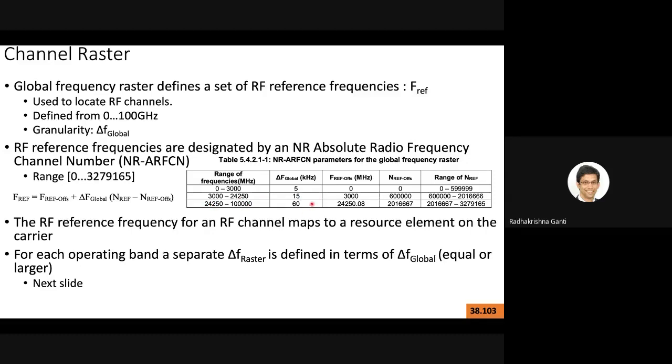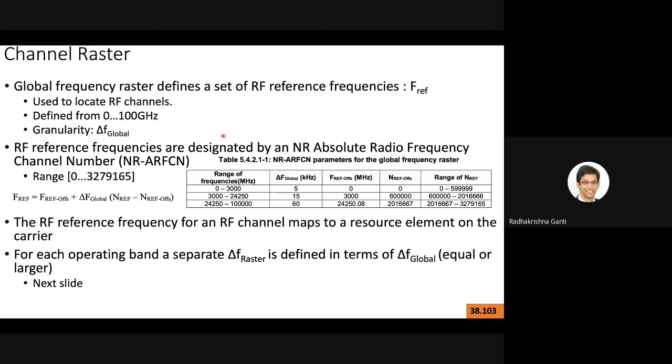So theoretically in LTE and others, once you start your cell phone, it has to search every 100 kilohertz to see if your carrier is there, meaning if your transmission is there or not, to lock onto the center frequency. Okay, is this concept clear? So this is called a channel raster.